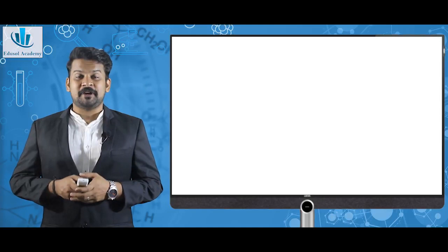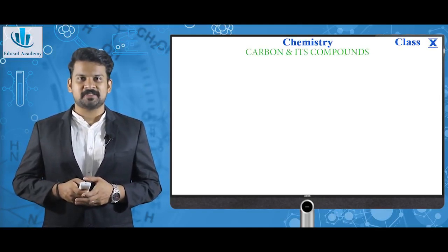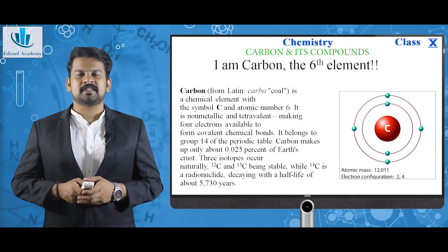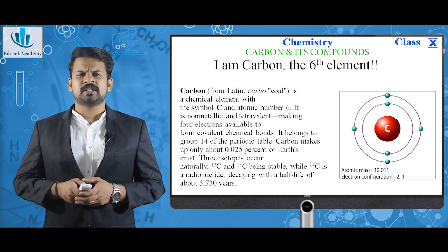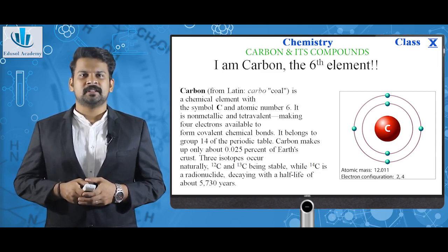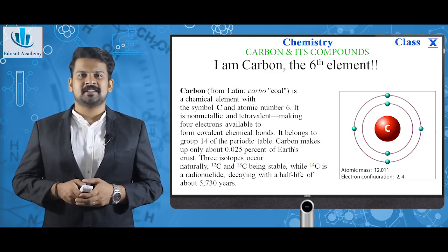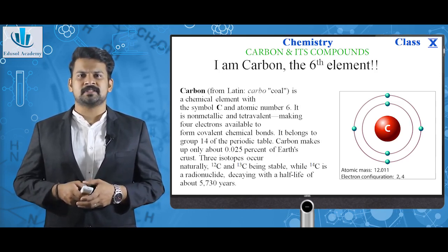Hi students, in this session we are going to deal with the chapter carbon and its compounds. As you all know, carbon is a very versatile element, the sixth element in the periodic table. It has electronic configuration 2, 4. It is a non-metal and tetravalent, making 4 electrons available to form covalent chemical bonds. Apart from these, it has a wide range of properties and wide range of uses.